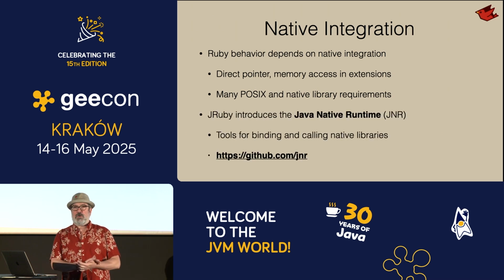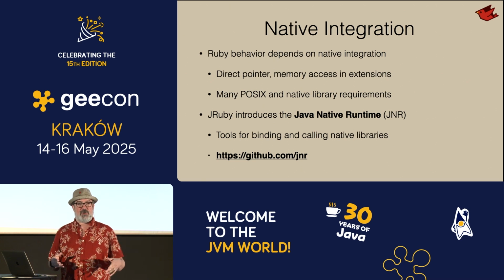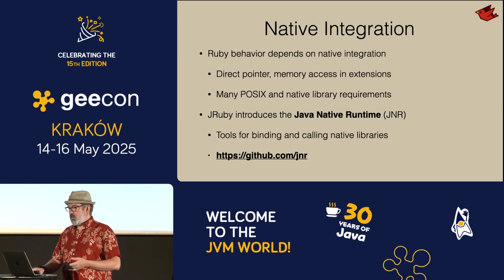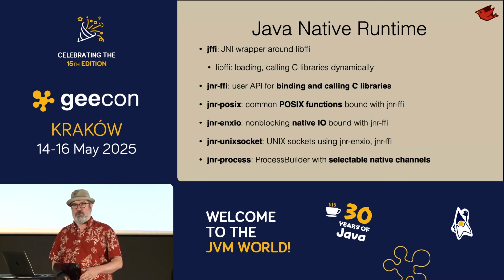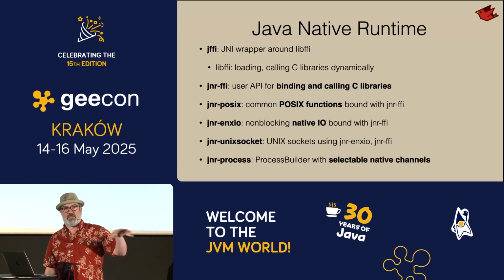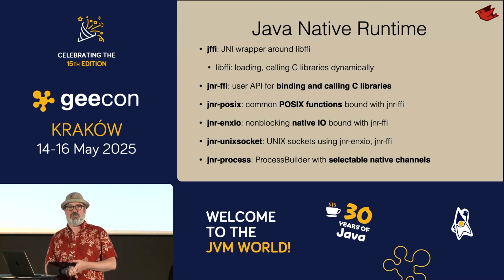So we introduced a library called the Java Native Runtime. This is a set of libraries for binding and calling native libraries from the JVM. There's a whole set of tools here. Up at the top is the lowest level piece, the JFFI, which just wraps libFFI, pulls libraries and functions in. JNR FFI is similar to, some of you may have seen JNA, Java Native Access out there, provides a way for you to bind those functions to a Java endpoint, a Java interface.